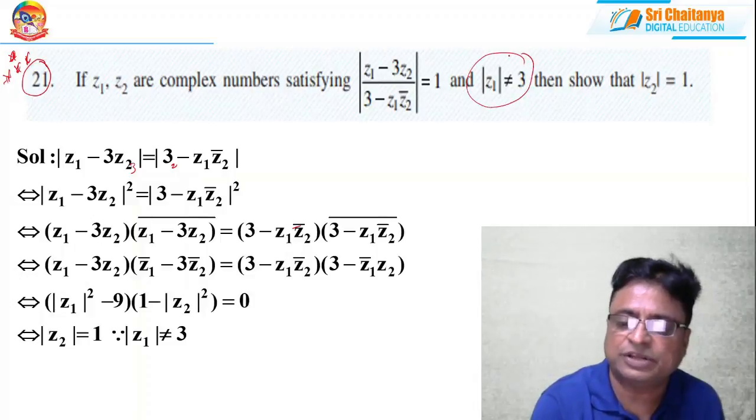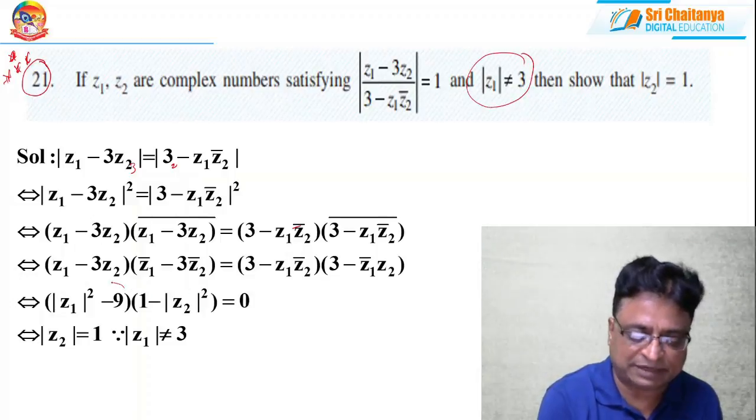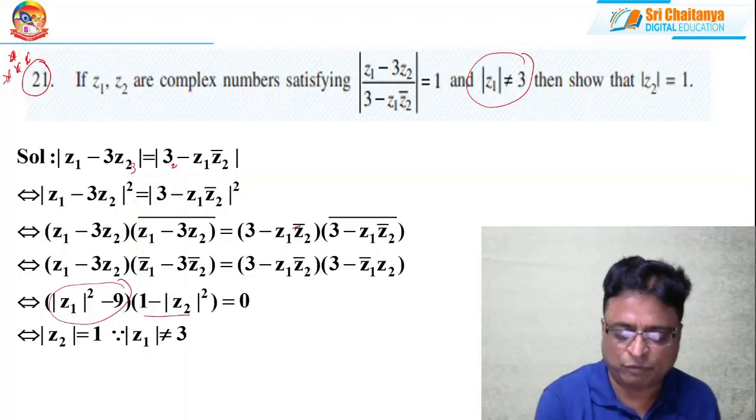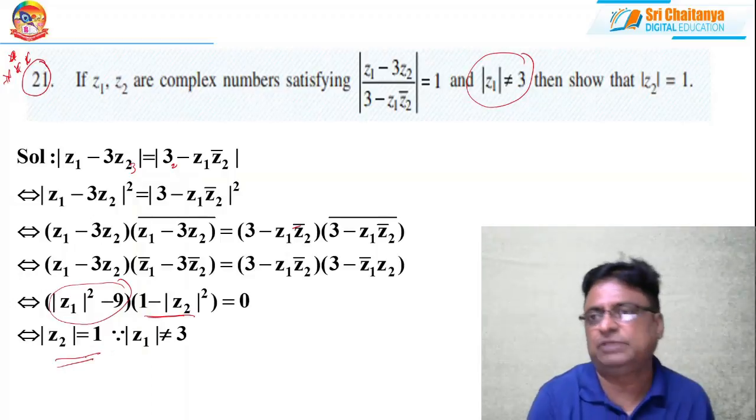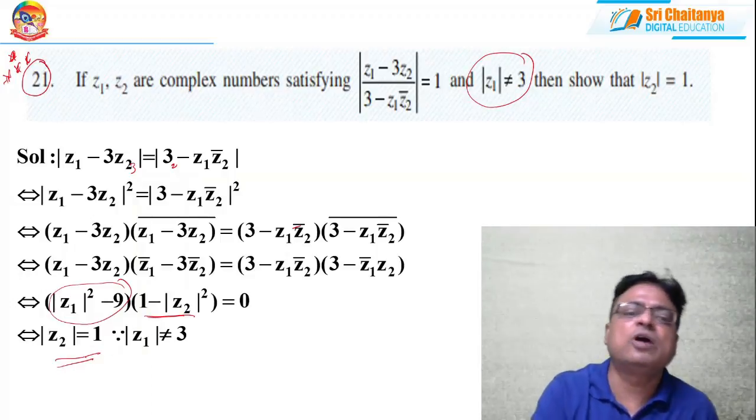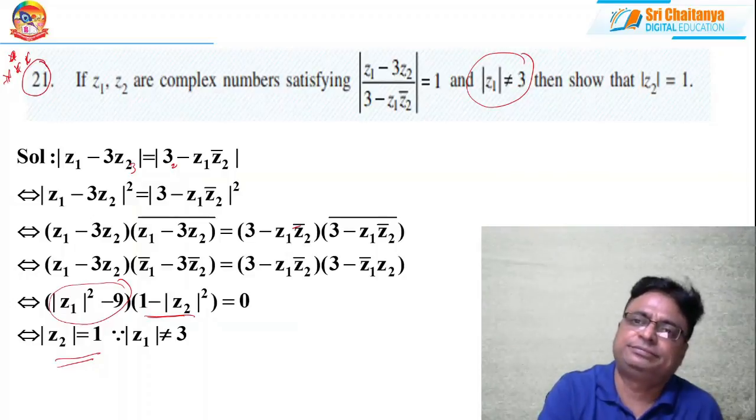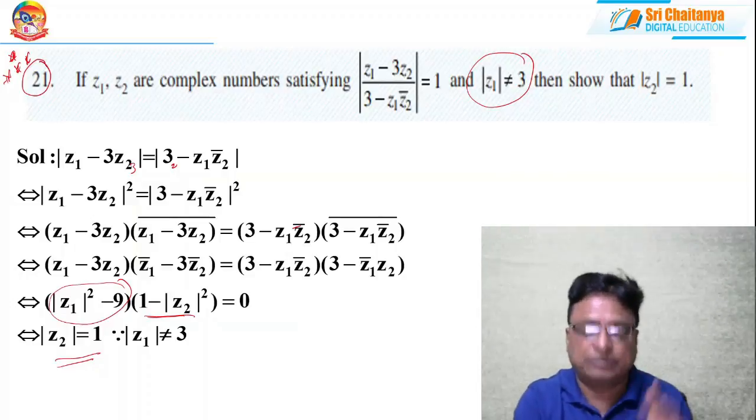And of course, here what is given? Mod Z1 not equal to 3 is given. That's why this factor is not equal to 0. Therefore, only this is equal to 0. Therefore, ultimately you will get modulus of Z2 is equal to 1. This is the procedure.